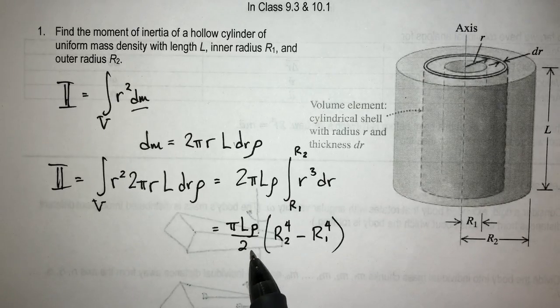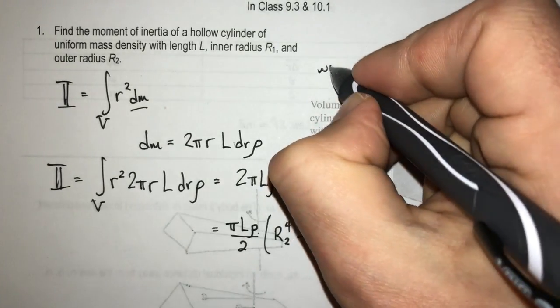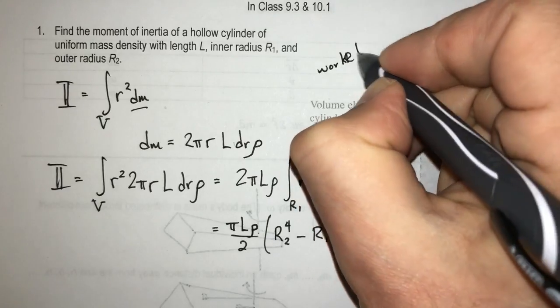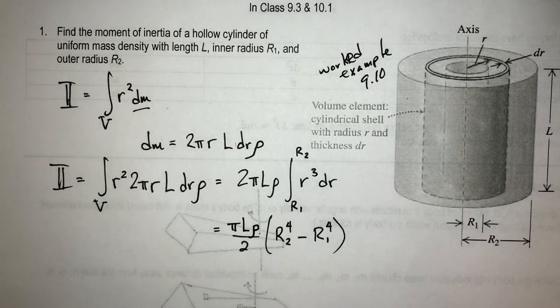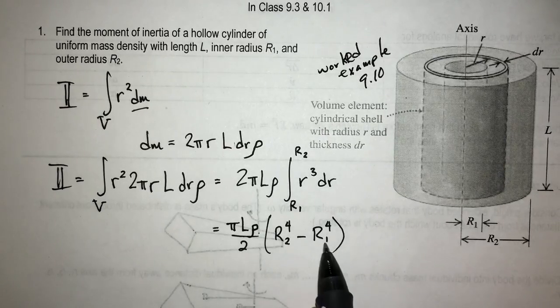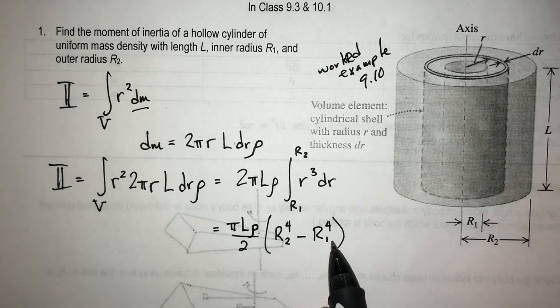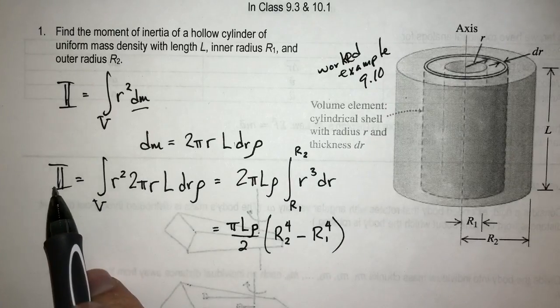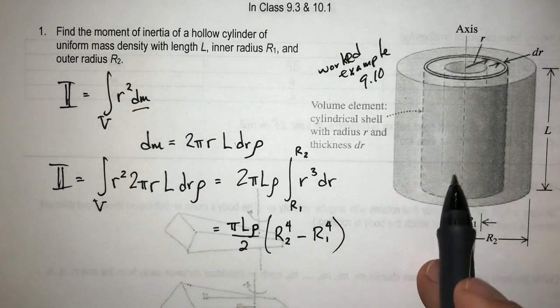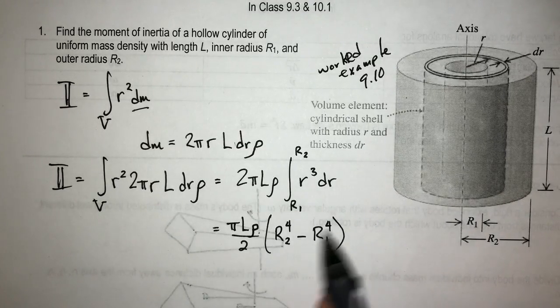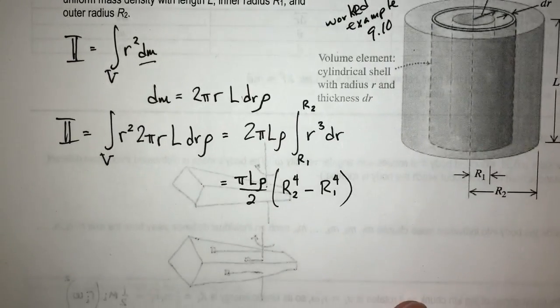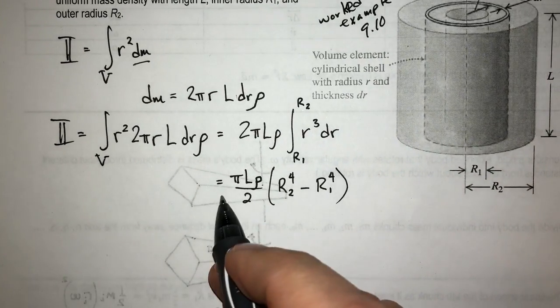Now, this problem is a worked example in the textbook, worked example 9.10. And if you go to worked example 9.10 and look up the answer, it's not this. The reason is that we'd like to express the moment of inertia of the large macroscopic object according to its total mass, and there's nothing here that talks about total mass. We can talk about total mass if we talk about the total volume.